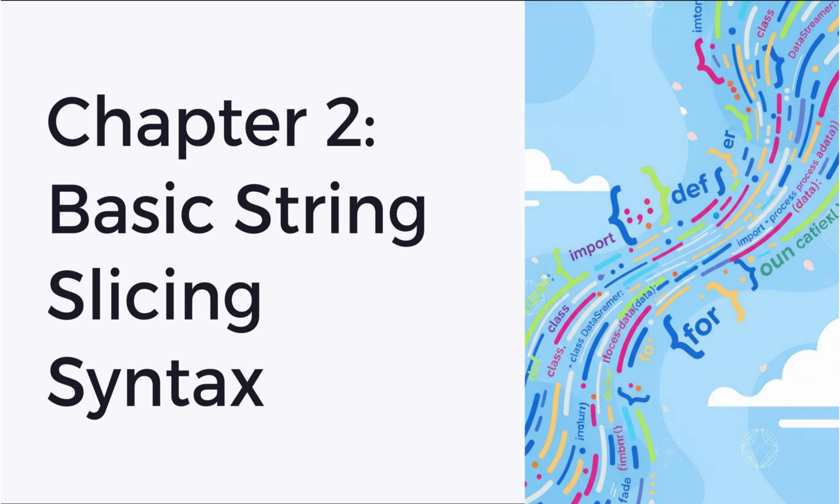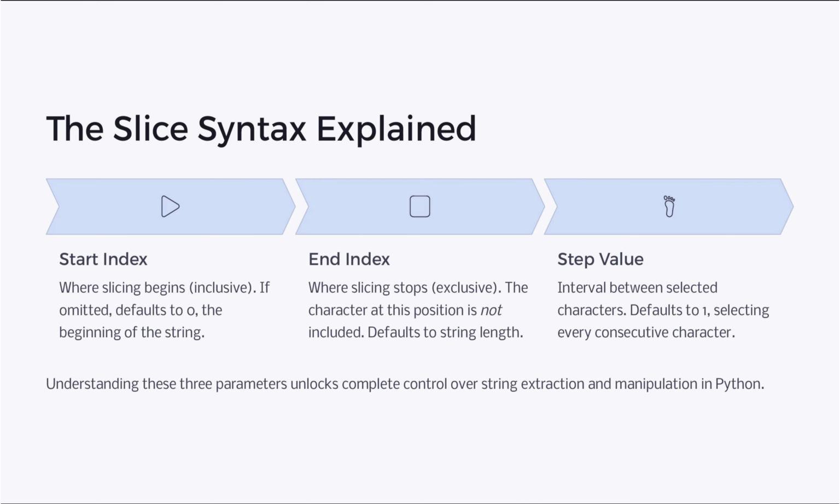The start index marks where slicing begins, while the end index indicates where it stops, excluding the character at this position. The step value determines the interval between characters, allowing precise control over substring extraction. The slice syntax in Python involves 3 parameters: the start index, end index, and step value.